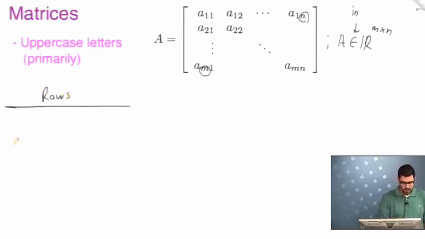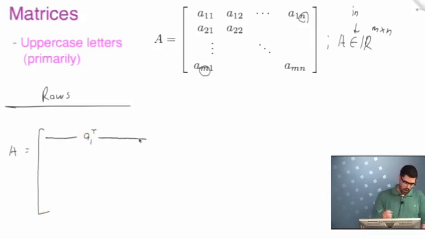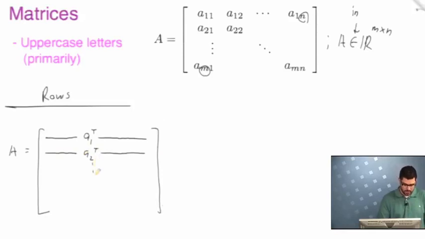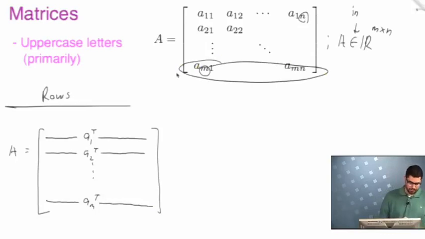Okay, so I could write A as, let's call this A1 transpose. So A1 transpose is the first row. A2 transpose is the second row. And dot, dot, dot, AM transpose is my mth row. Okay? All right, and I'll show you in a second, this notation can be useful, so I want you to be aware of it.